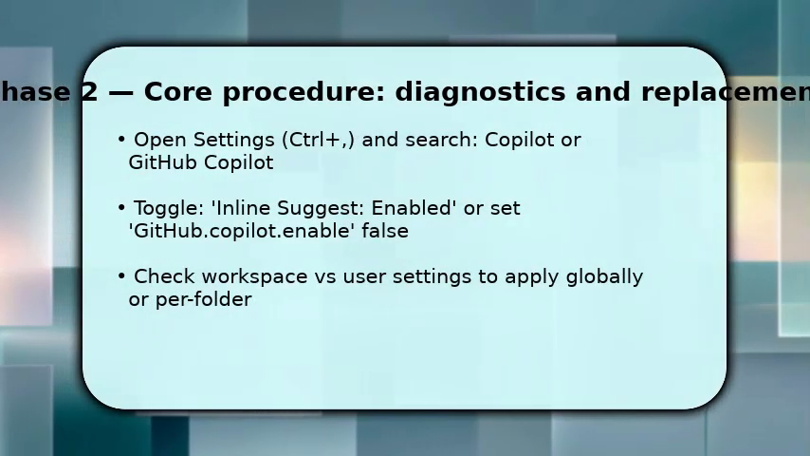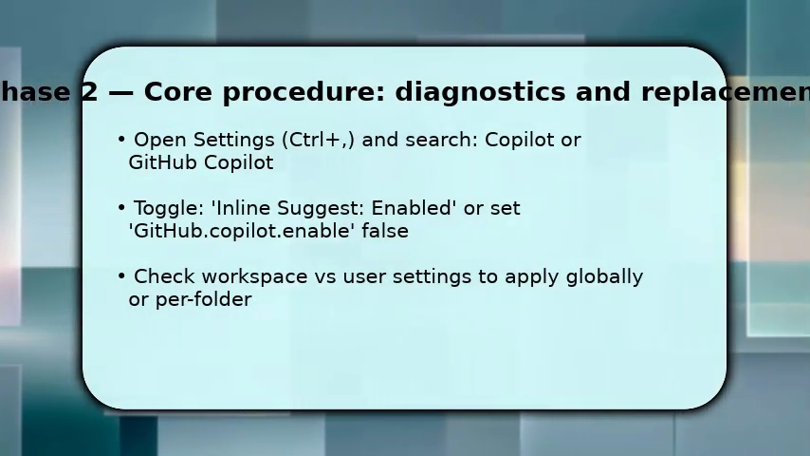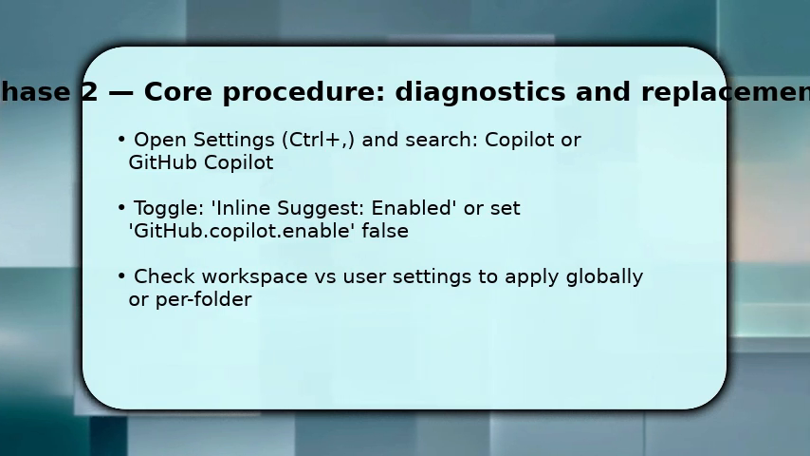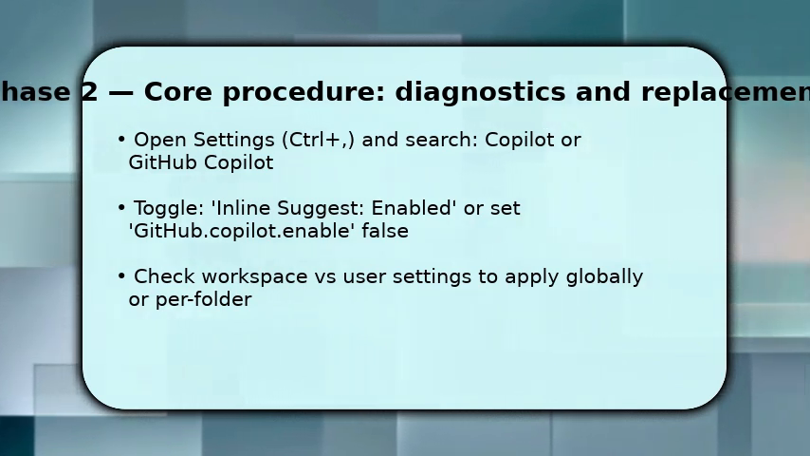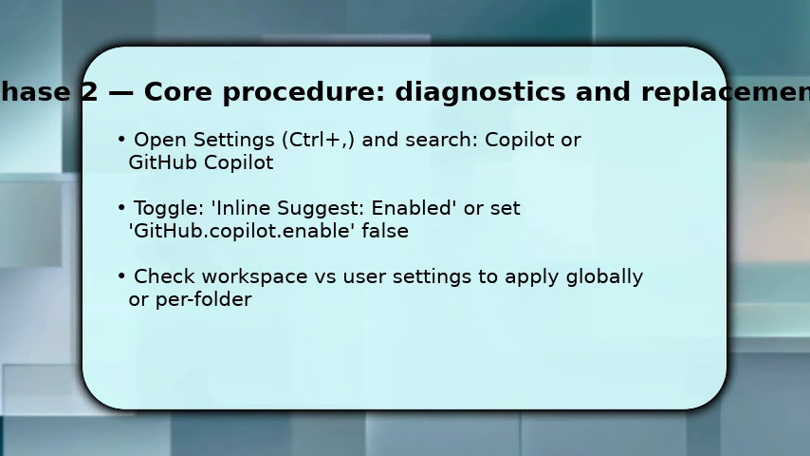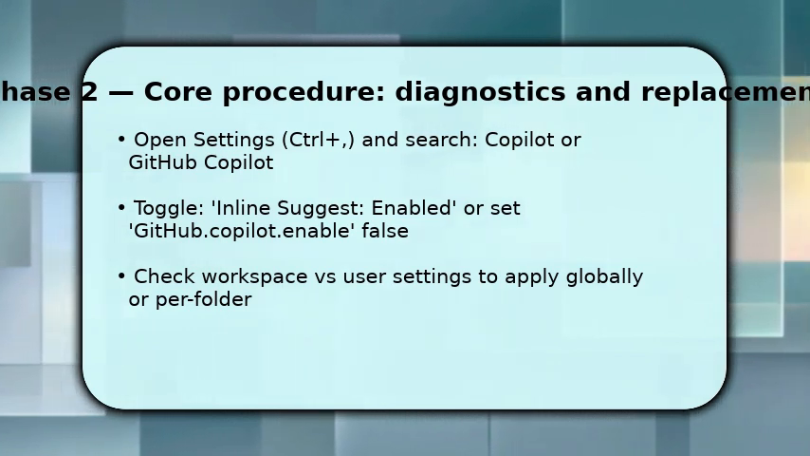Next, you'll alter settings to stop suggestions permanently or per workspace. Open Settings with Ctrl+, and search for Copilot or GitHub Copilot. Here, turn off inline suggestions or set GitHub Copilot. Enable to false. That prevents background completion prompts.